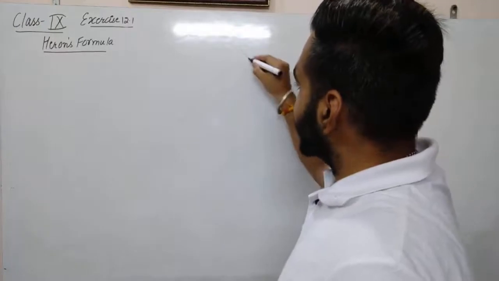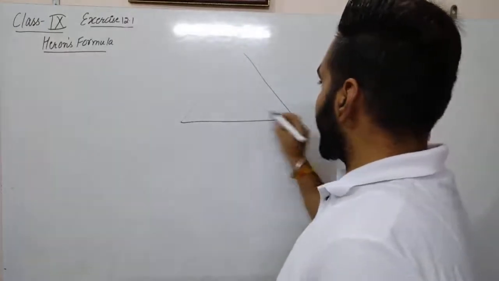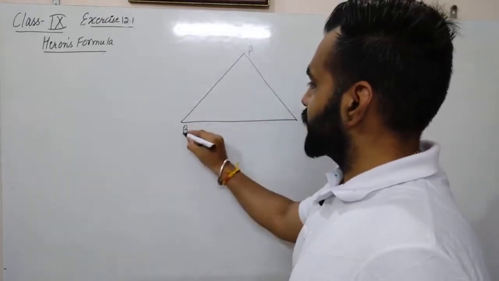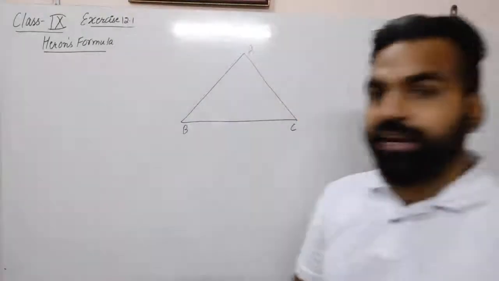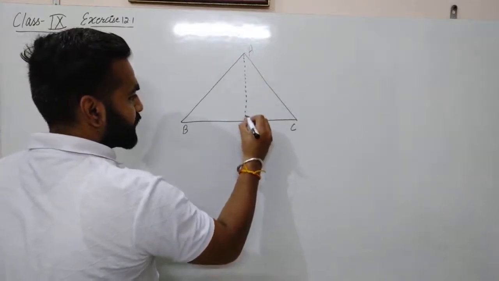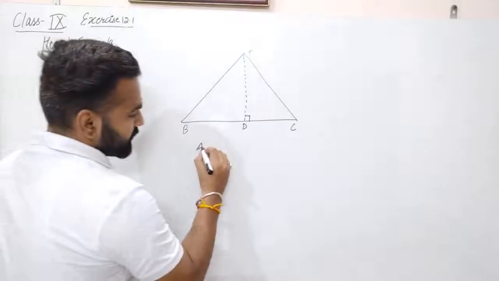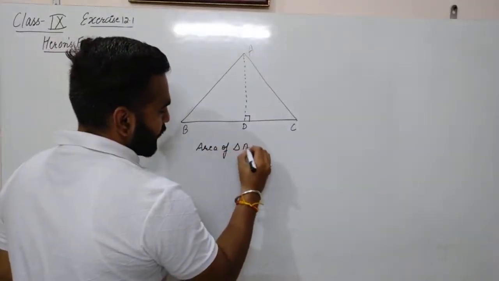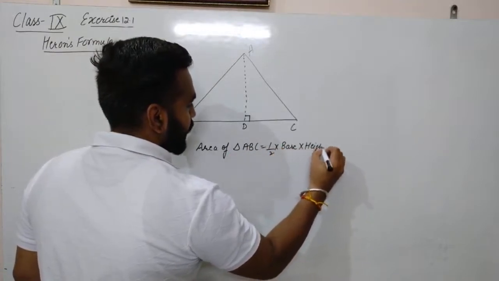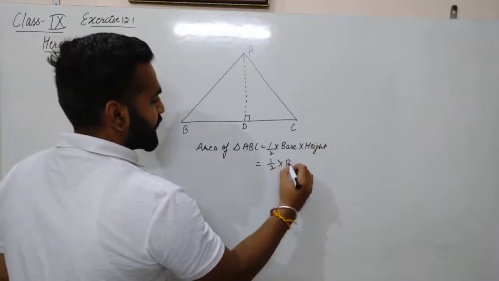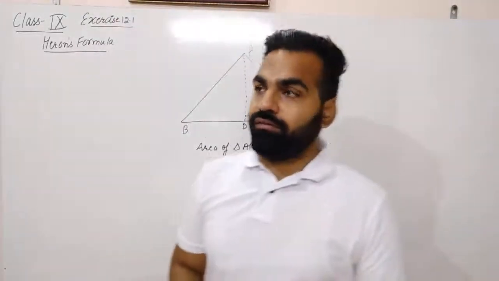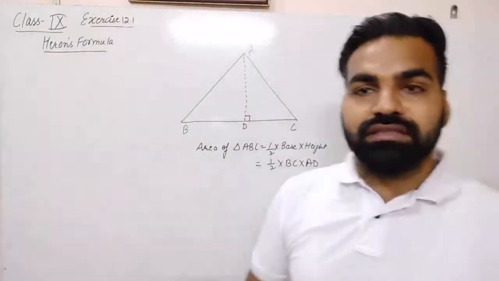Suppose this is the triangle given, triangle ABC. Clear? So how to find the area of triangle? Let us suppose this is the height here, AD. So area of triangle ABC is half into base into height. And what is the base here? Base here is BC and height is AD. So this is how to find the area of triangle. We have studied this formula from class 6-7.